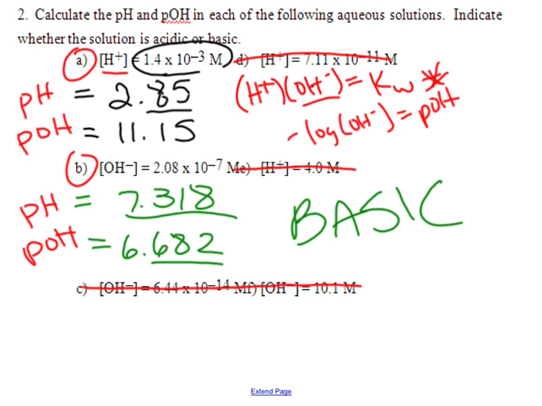Y'all good? Is this solution based on pH acidic or basic? Above 7. What about the previous one? Oh, oof. Look at your pH scale, not your pOH scale. And if it's above 7, it's basic. If it's below 7, it's acidic.